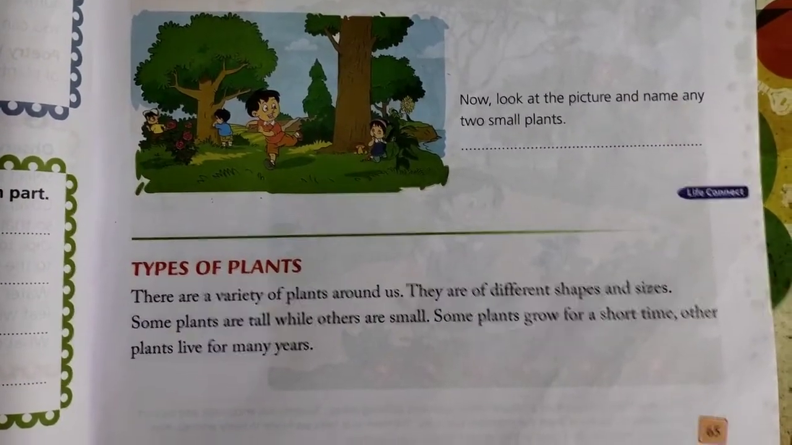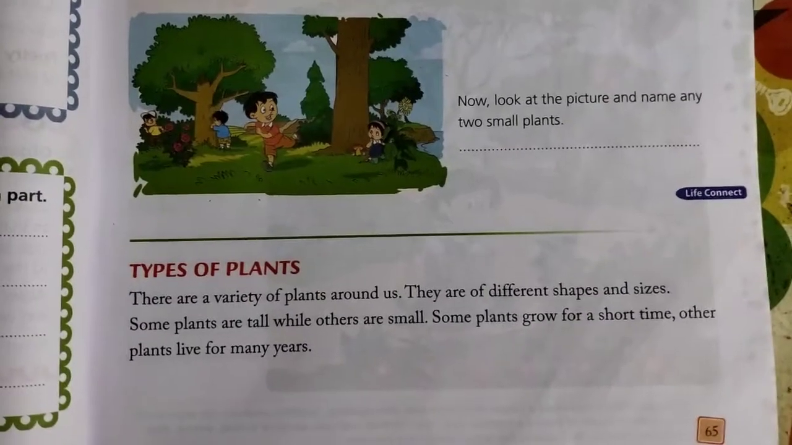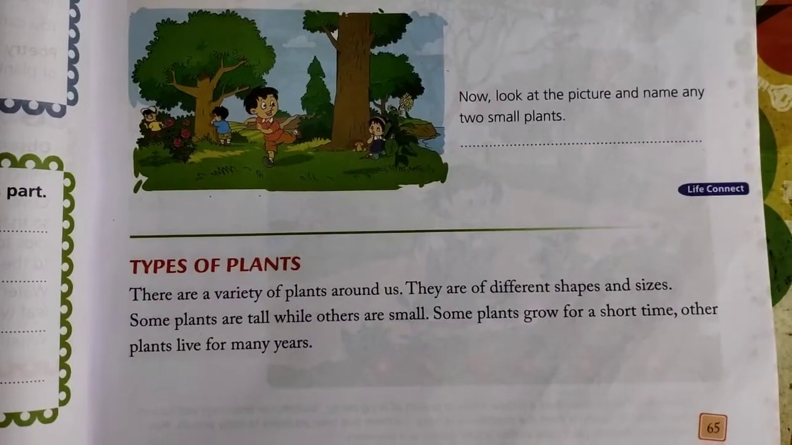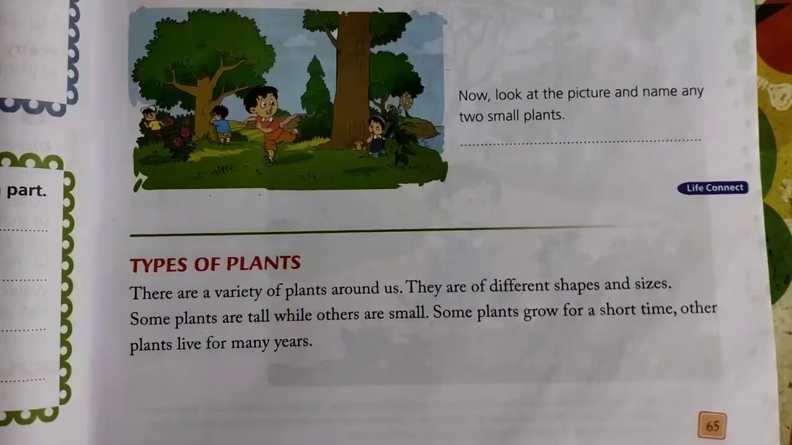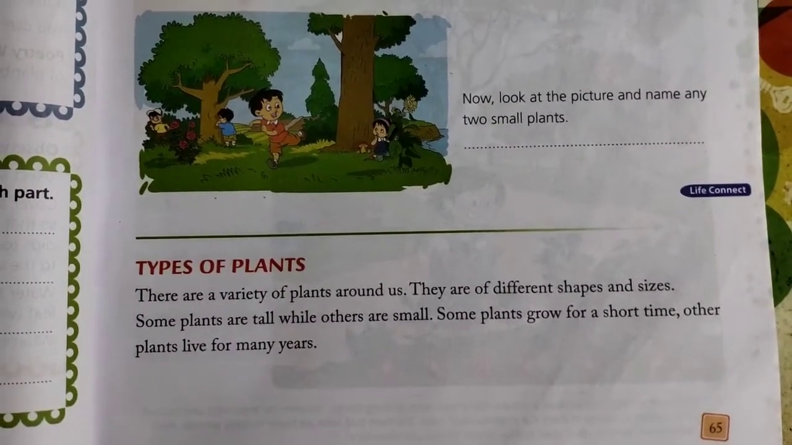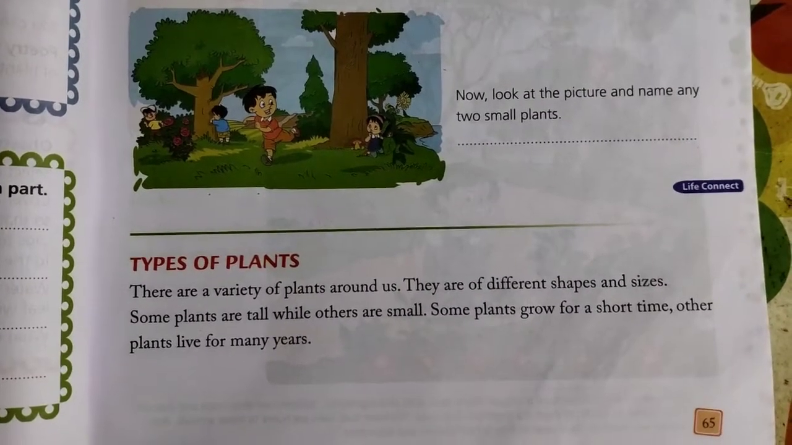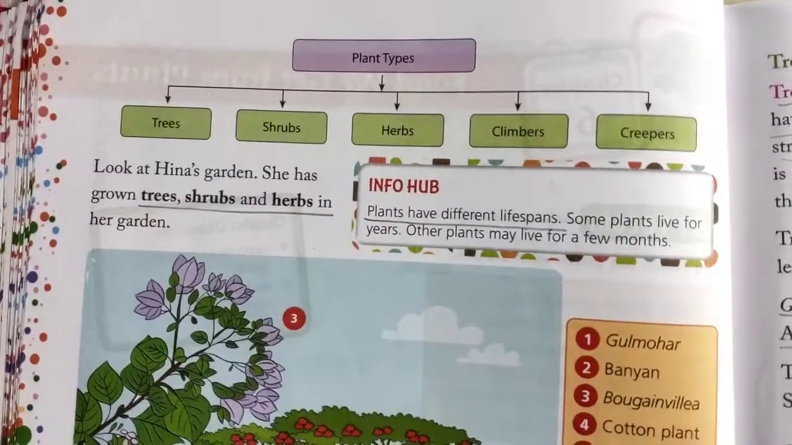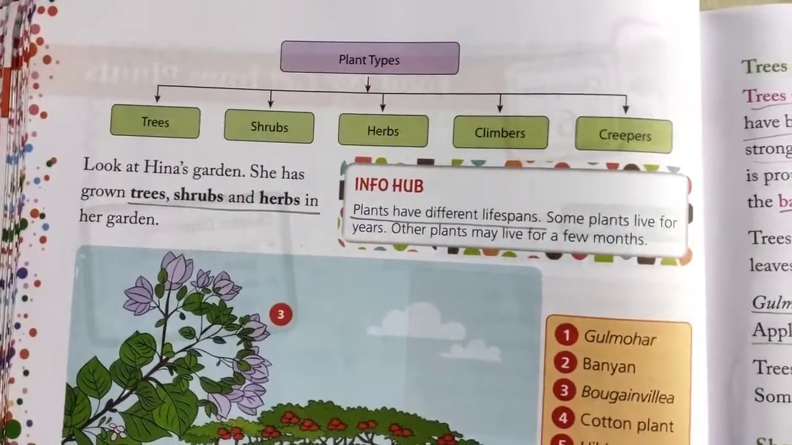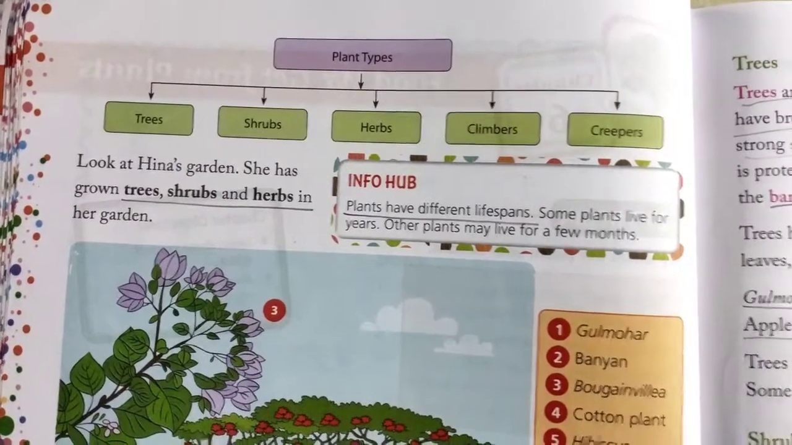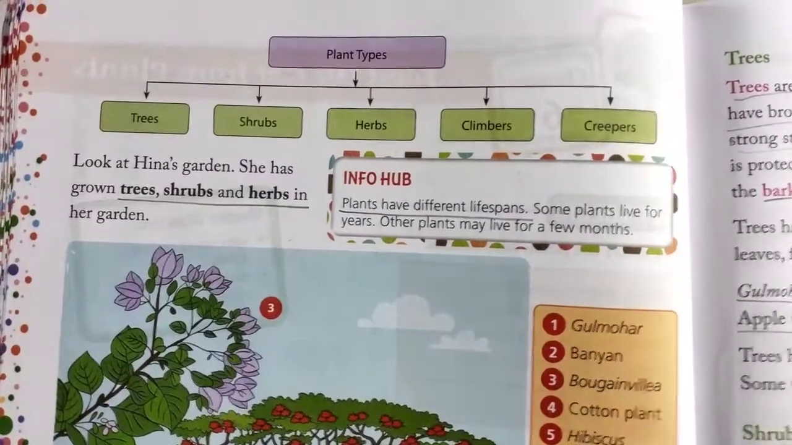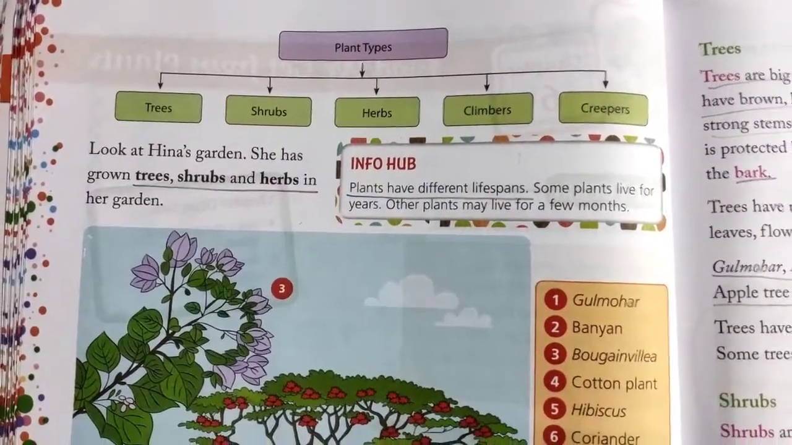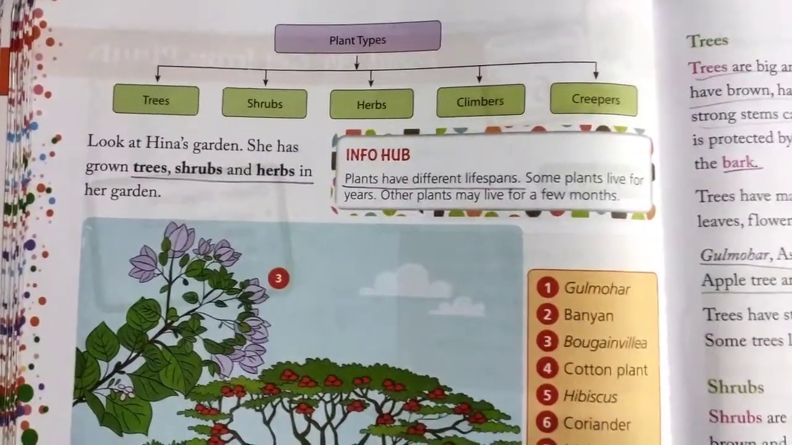Different plants have different shapes and sizes, and also different time periods, that is, different lifespans. Some plants live for many years and some live only for a few years. Students, here you can see that 5 types of plants are given: trees, shrubs, herbs, climbers and creepers. These 5 types of plants are given in your book, and we will come to understand about them.